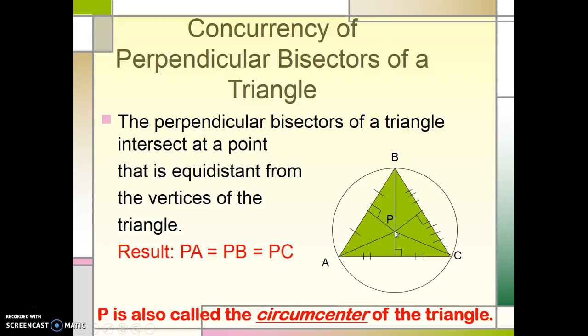And that is your point of concurrency, and that point is equidistant from the vertices of the triangle. So this point is the same distance to point B as it is to point A, and as it is to point C. So you can see your result right here. And P is also called the circumcenter of the triangle.